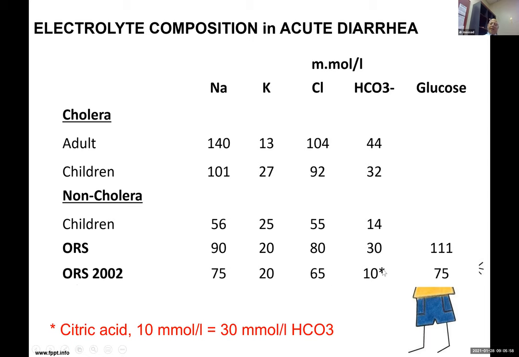Even in some areas where there is a shortage of resources, you can ask them just to put 1 liter of water with 1 spoon of sugar and 1/2 spoon of salt, and it will have a good effect. It can offer some of these electrolytes.